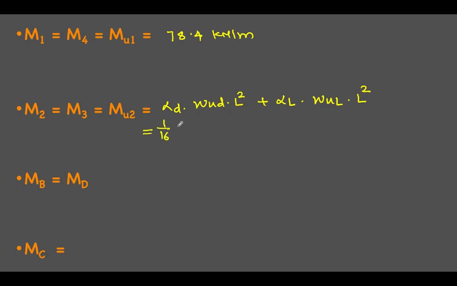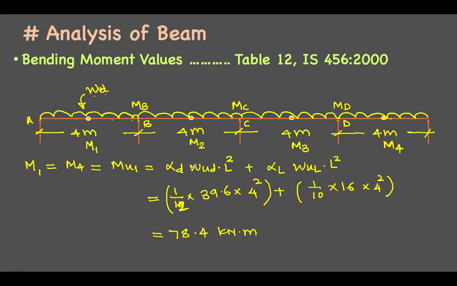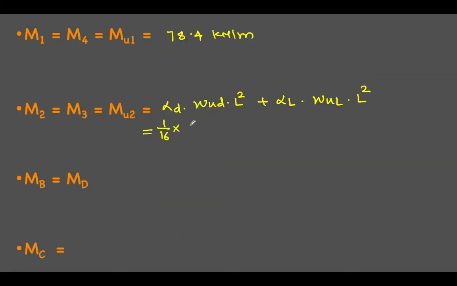So let us consider this. 1 by 16 into WUD is 39.6, into 4 square, plus alpha L, we have seen from table number 12, is 1 by 12 into WUL, which is 16, into L square, which is 4 square. So this is what we will be getting: 60.9 kilonewton meter. This is sagging moment, right?